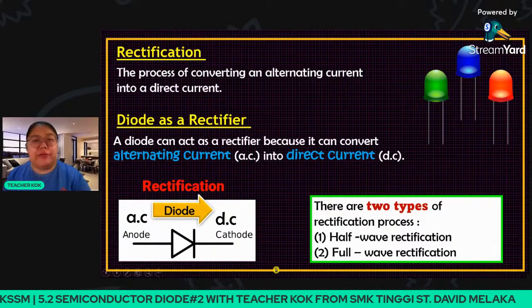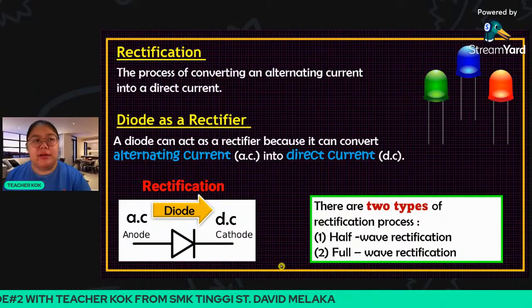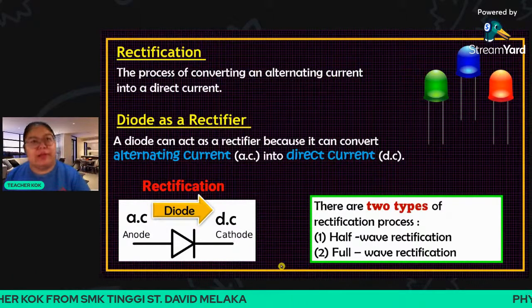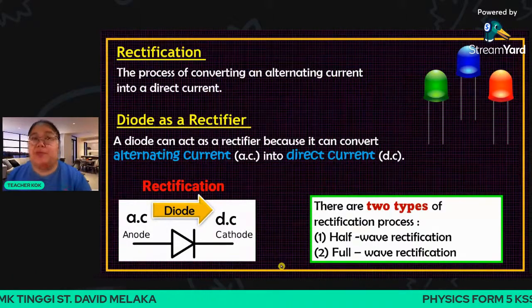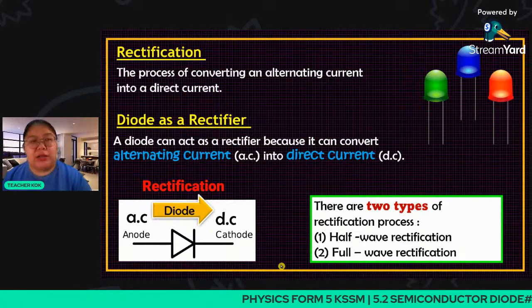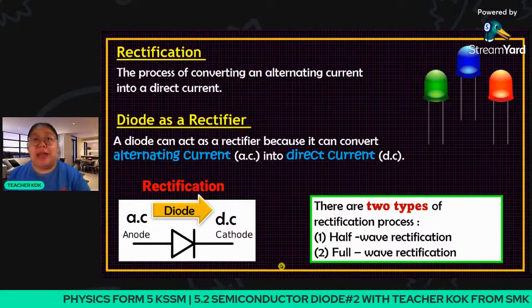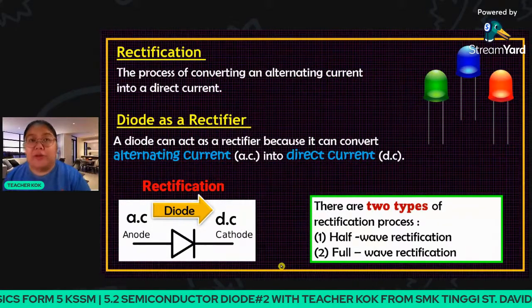Okay, full rectification means I totally convert alternating current, I convert all of it to direct current. Okay, means I never miss any information. This one is full rectification. Okay, now we see how the diode can produce full and also half rectification.